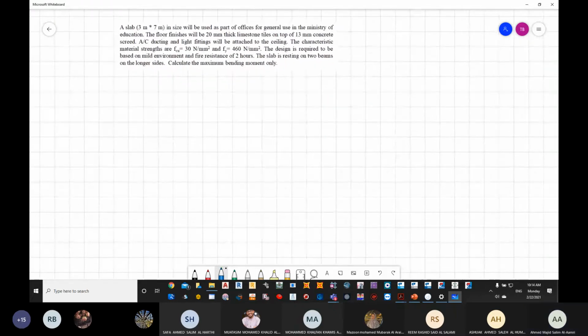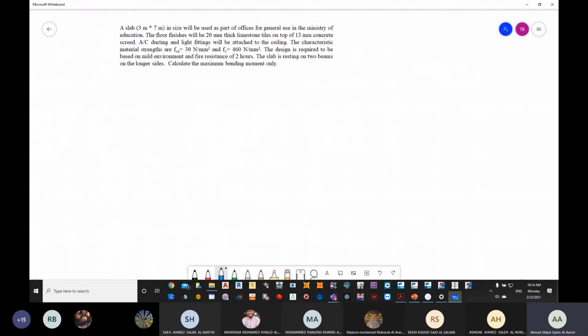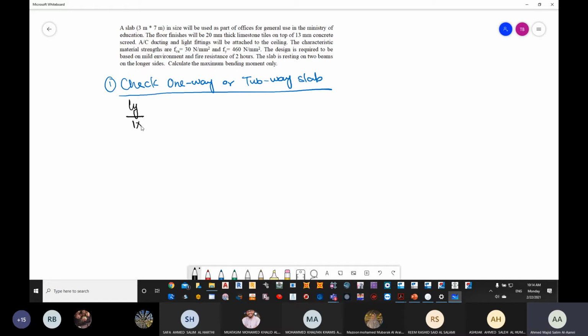So as we said, the first thing is to check whether it is a one-way or two-way slab. That's the first step. In that scenario, we said Ly over Lx. In this scenario, Ly is 7 meters, our Lx is 3 meters. So it's 2.33, which is more than 2. So this turns out to be a one-way slab.